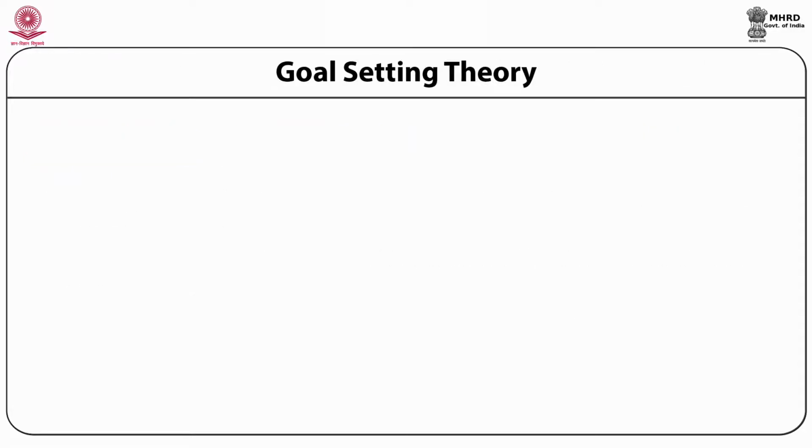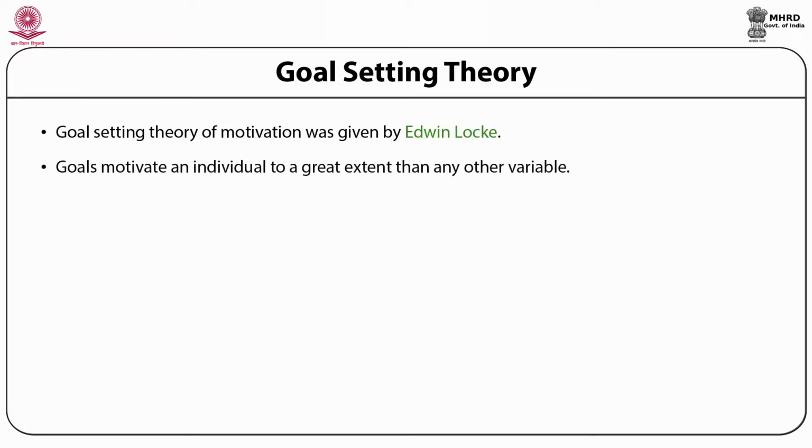The next theory which we are going to discuss is goal setting theory. The goal setting theory of motivation was given by Edwin Locke. This theory proposed that an individual's intentions to work towards a goal are the major source of motivation to an individual. Goals motivate an individual to a greater extent than any other variable. Goal setting theory emphasizes the following main points.